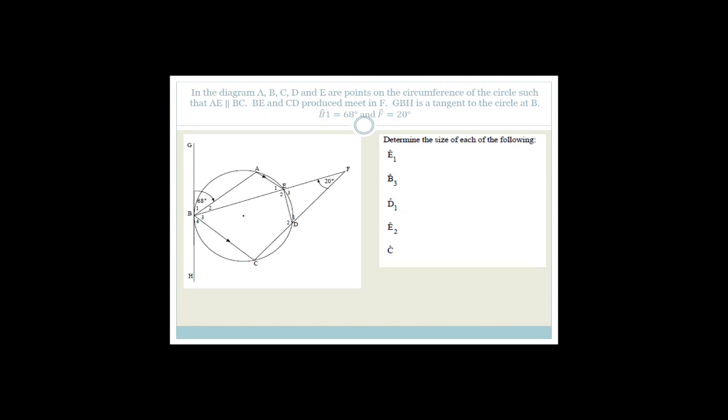Right, we've got in the diagram A, B, C, D, and E, a point on the circumference such that AE is parallel to BC. BE and CD are produced to meet at F. GBH is a tangent to the circle at B. Angle B1 is 68 degrees, and angle F, the whole of angle F, is 20. Now it says determine the sizes of each of the following. And they want angle E1.